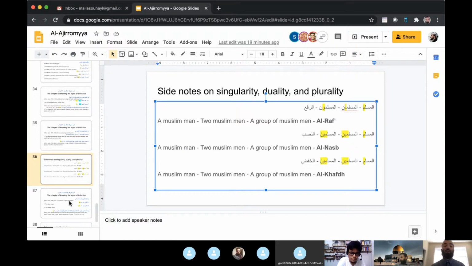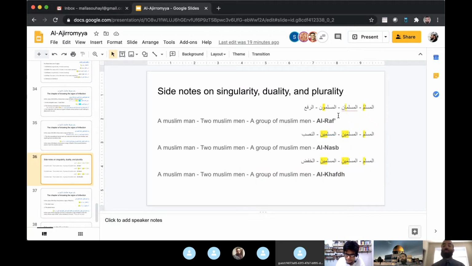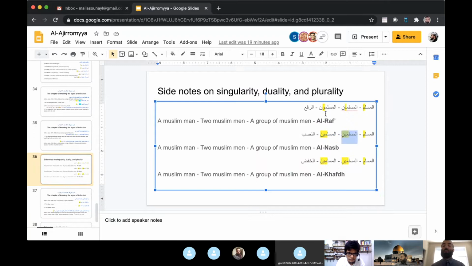Now, here what we are saying is that ya becomes a sign of nasab in the dual and the plural. So what we have to do is replace this alif with a ya, and also replace this waw with a ya. So now we have again one Muslim man, two Muslim men, a group of Muslim men: singular, dual, plural. But in this case, they all have the inflection of nasab. Therefore, we have replaced the alif with a ya and also the waw with a ya. So we have al-muslima, al-muslimaini, al-muslimina.